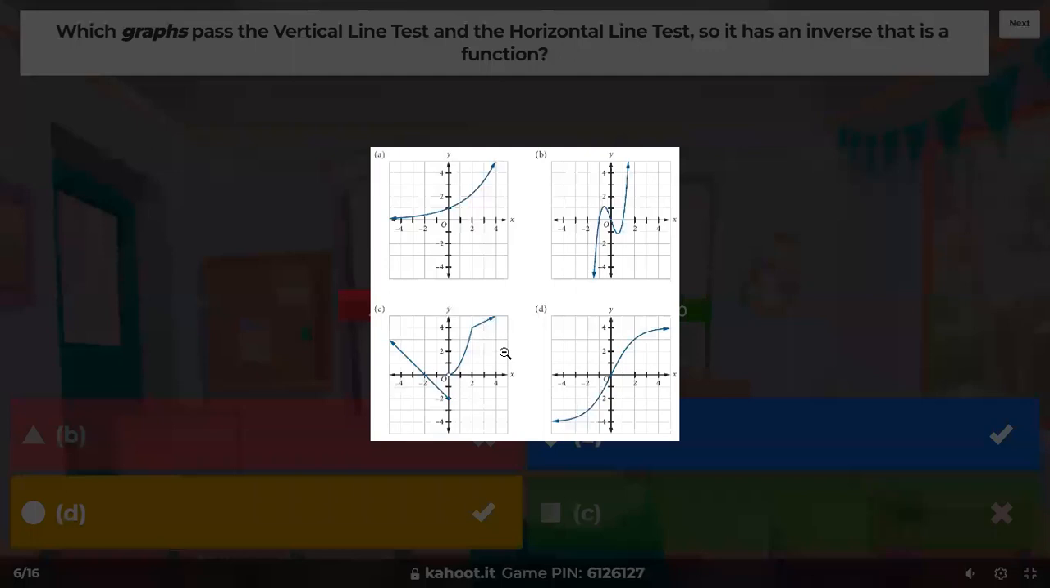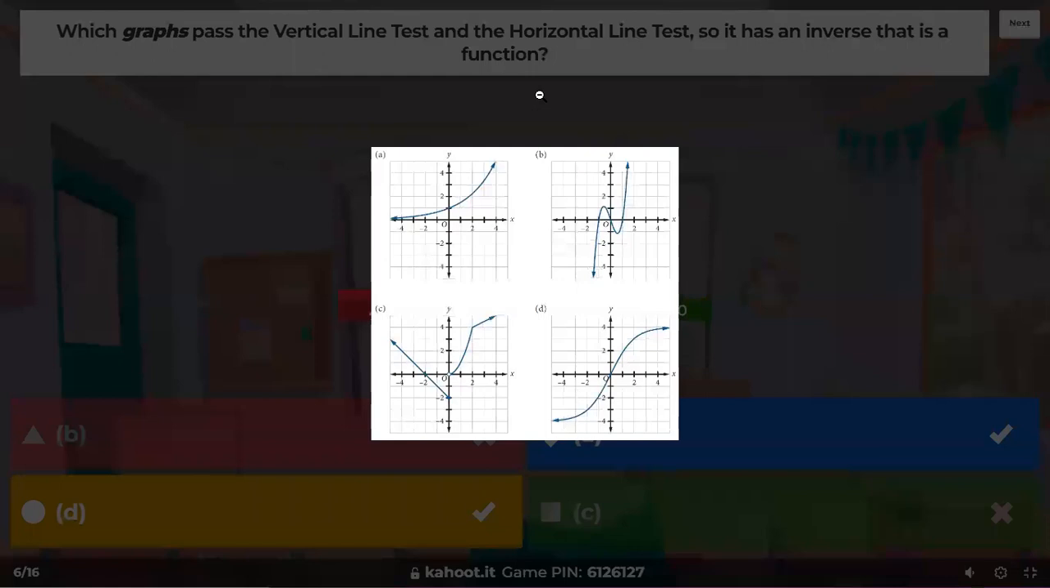Other forms of review. All right, horizontal line test. So if I had a straight line and I was to go up and down with that straight line, how many points do I hit at a time? 1. If I had a straight line horizontally, how many points would I hit at a time? 1. But what happens here? I hit 2 points. I hit 3 actually. What happens here? I hit 2. So these 2 fail the horizontal line test. They may all pass the vertical.